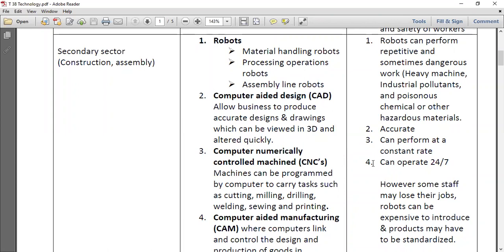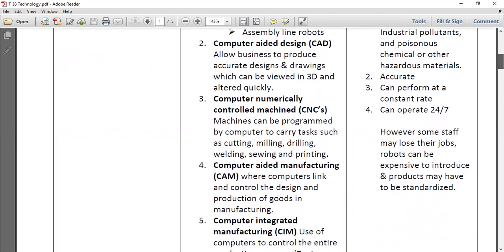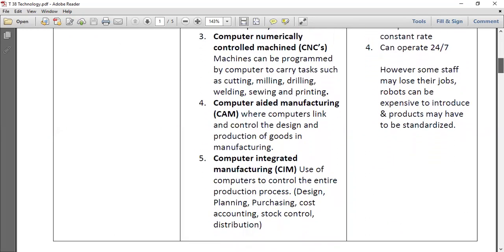They can perform at a constant rate. The speed of performance can be controlled, therefore they can produce at a constant rate, and sometimes they can operate 24/7. But I don't think any organization is doing this. But in some flow production, some organizations perform with robotics and all these machines 24/7, non-stop, on a shift basis.